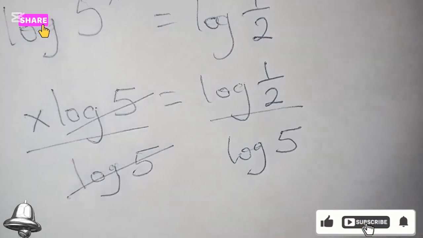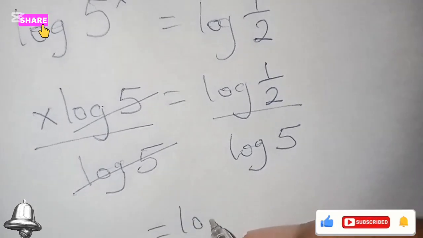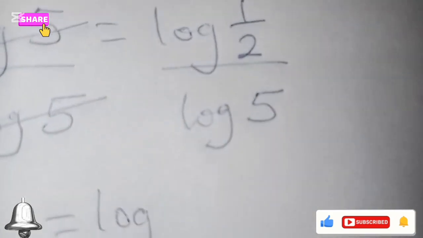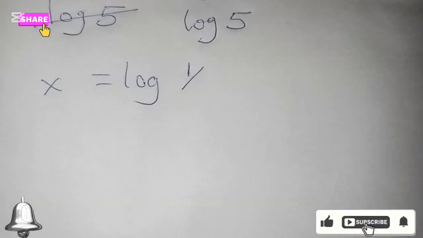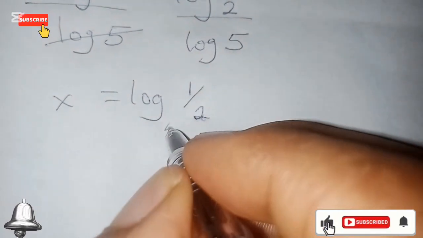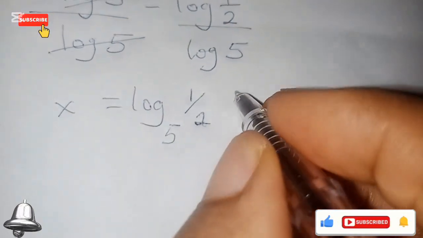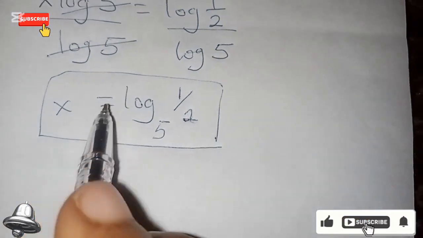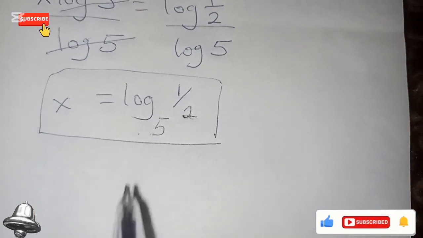Okay, so we have x to be log 1 over 2, so 1 over 2 to base 5. And this is the value for x. X is log 1 over 2 to base 5.